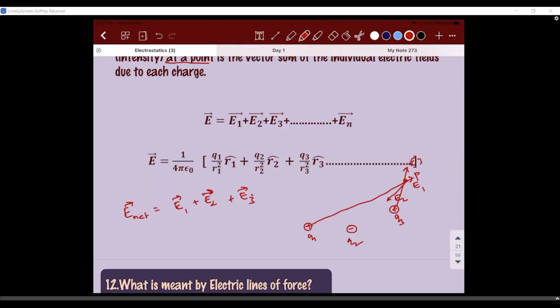Like this, if you have n charges, just add the electric field due to all the n charges in which form? Vector form. If you write scalar form, you will never get the answer. Don't worry, we'll be applying all these things in the next two subtopics. Is it clear, guys? So we understood what is electric field intensity, what is the direction of electric field, and then calculating the electric field due to multiple charges in a system.